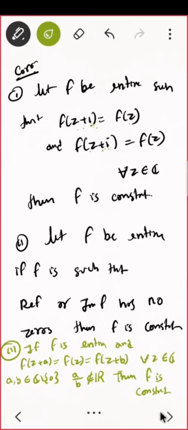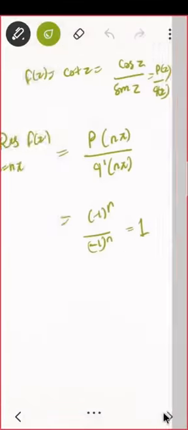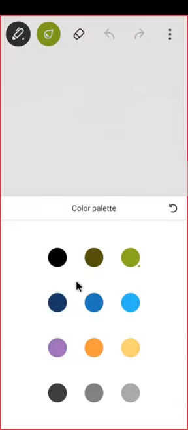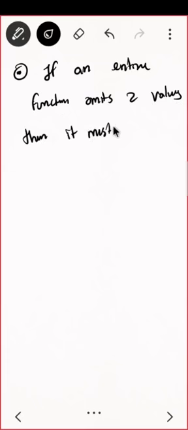And one more thing, this is the important part. If an entire function omits two values, then it must be a constant function. Okay, this is for an entire function, correct?